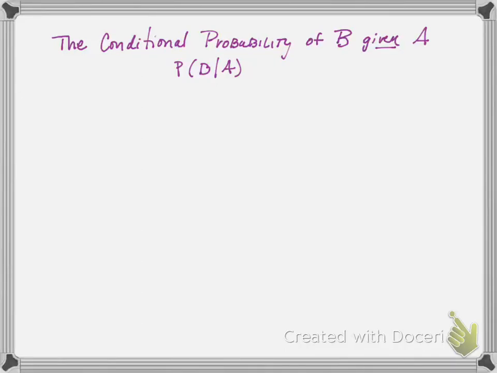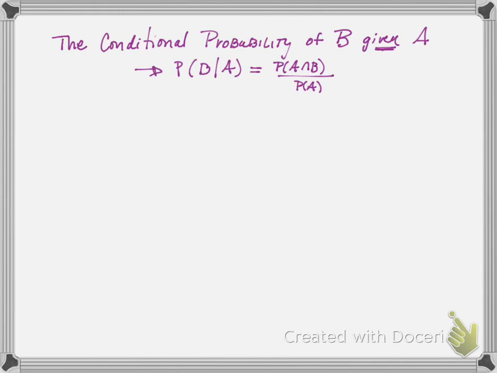Alright, in this video we are going to talk about conditional probability. The conditional probability of an event B given an event A, using this notation, probability of B given A, is equal to the probability of A intersect B divided by the probability of A. Alright, so that's how we formally define conditional probability.